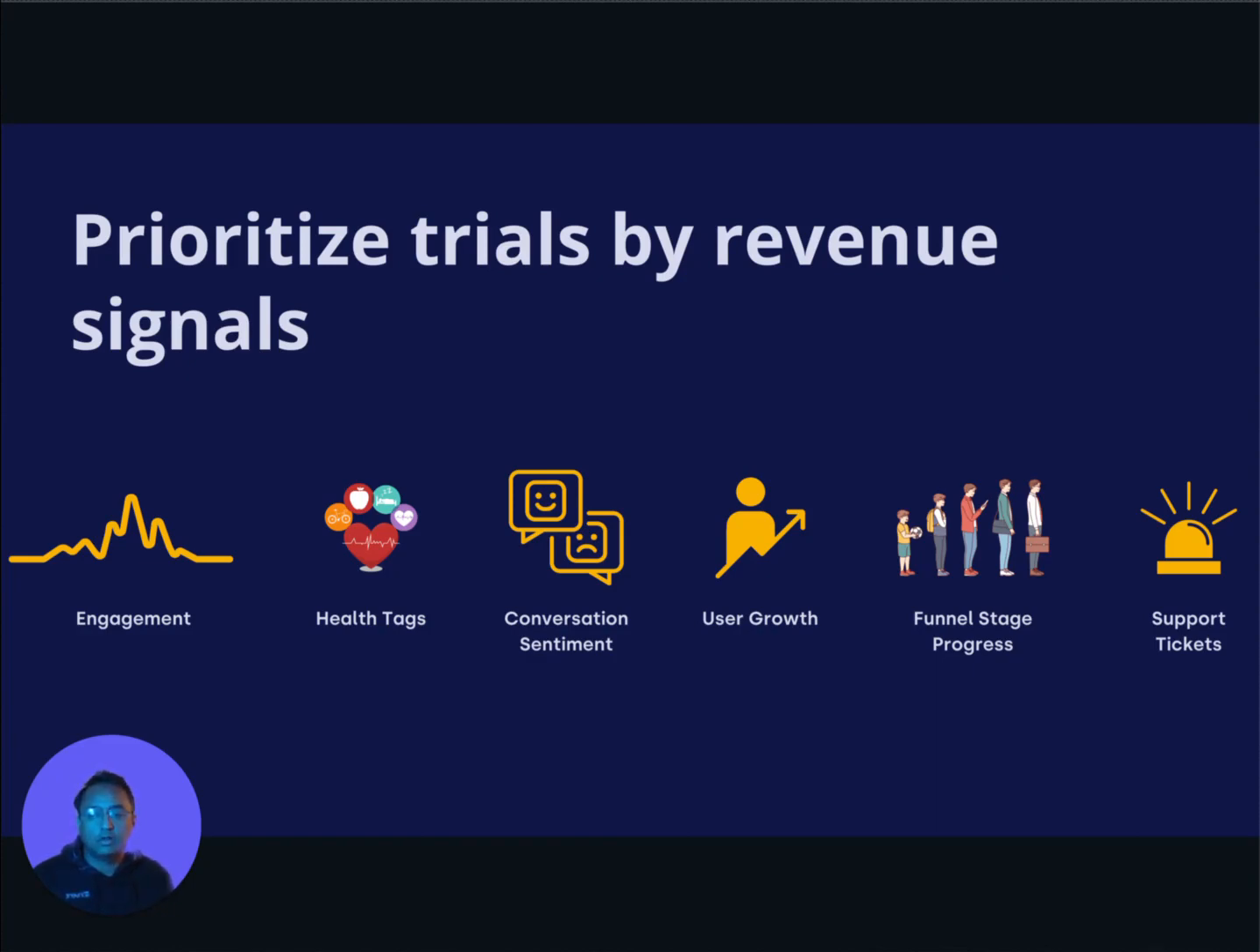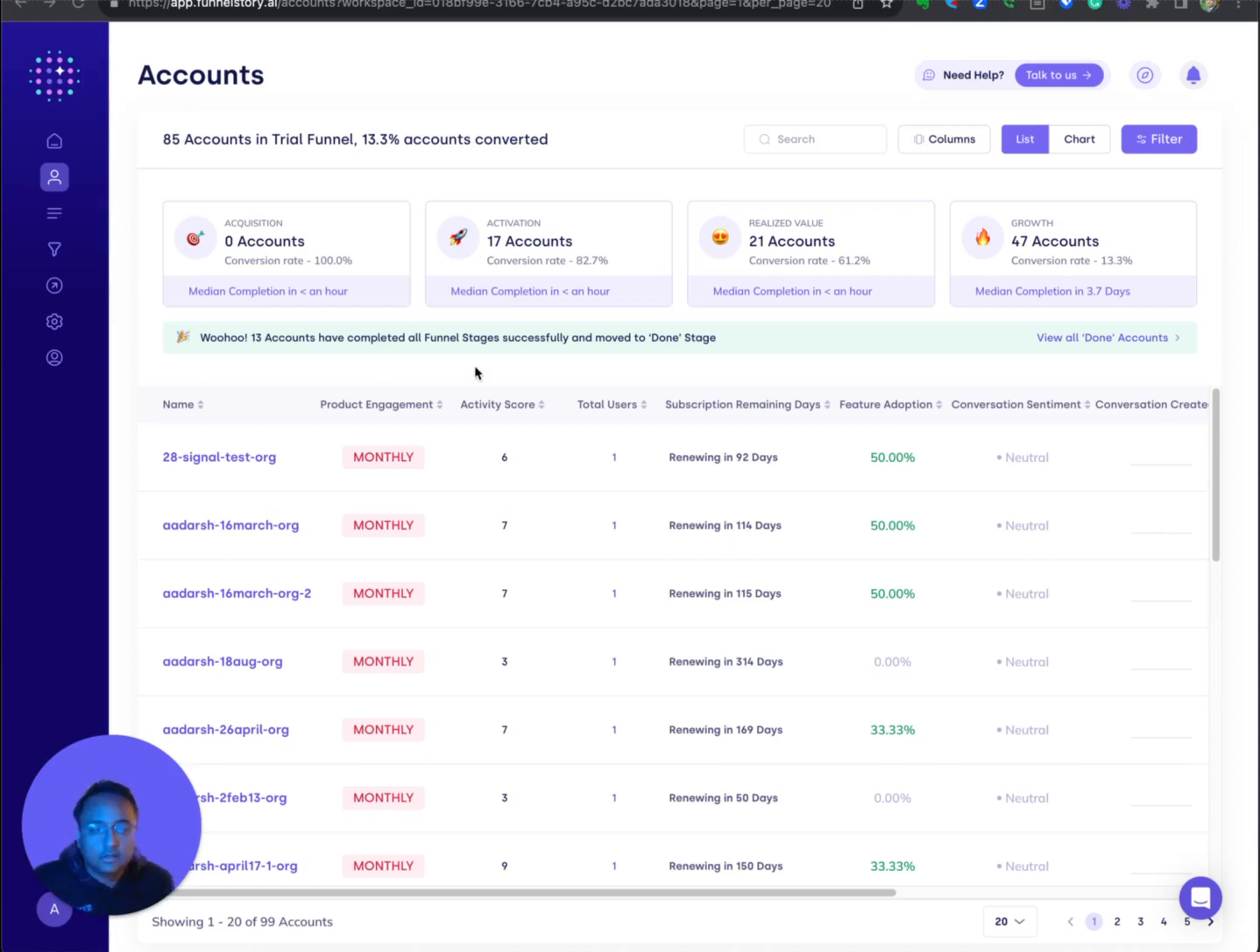Now we will look inside the Funnel Story product on how to understand them, and in some cases how you can configure health tags based on your own definitions. So let's go inside the product. Okay, so where do we see some of these signals?